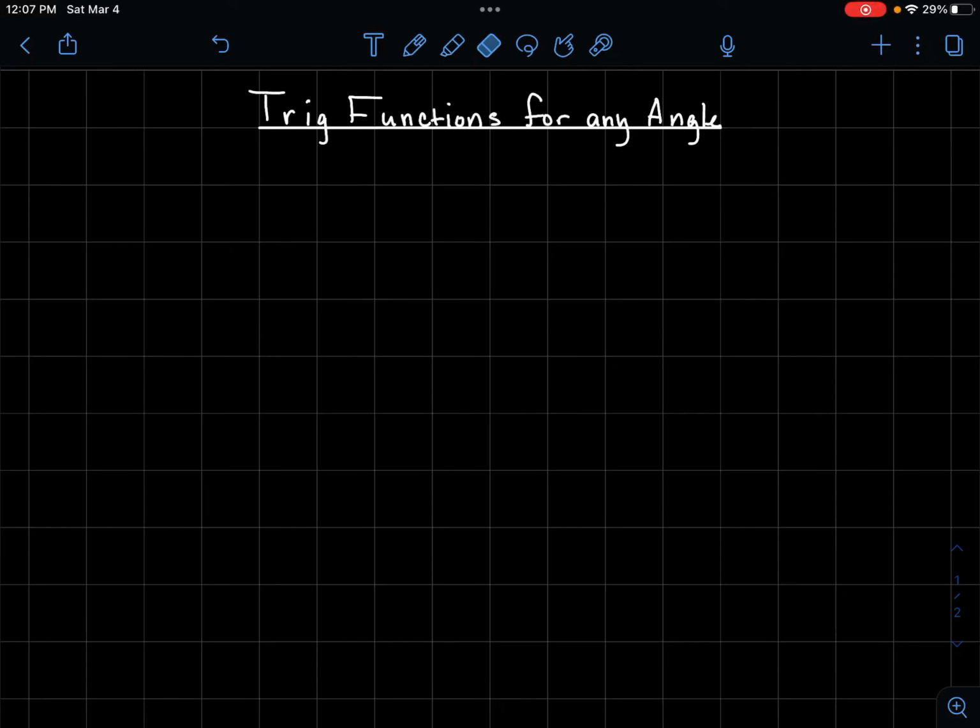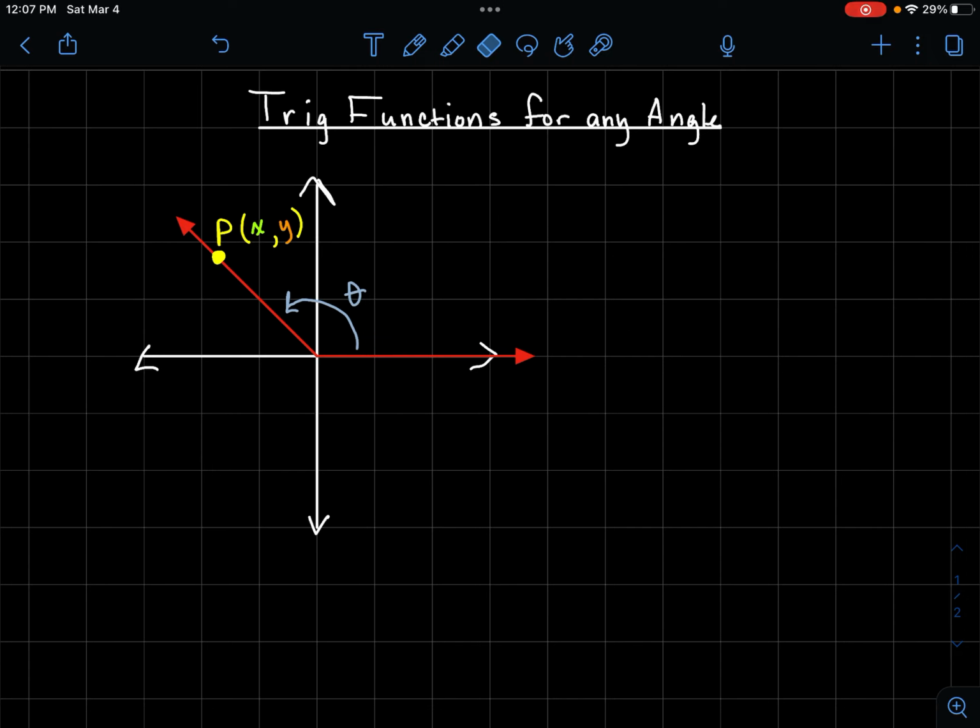In this video, we're going to learn how to find the trig functions for any angle on the Cartesian plane. To be able to do this, we're going to look at a visual. Here we have an initial side and a terminal side for an angle, labeled theta, and we're going to put an ordered pair, a point, on the terminal side of the angle, and we're going to label it x comma y.